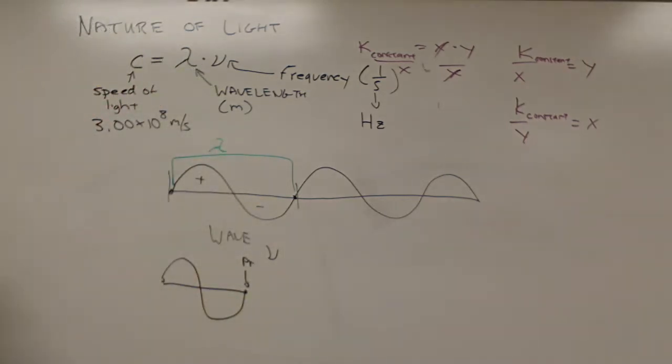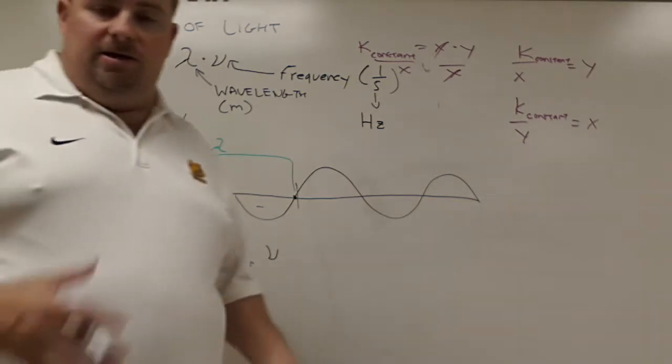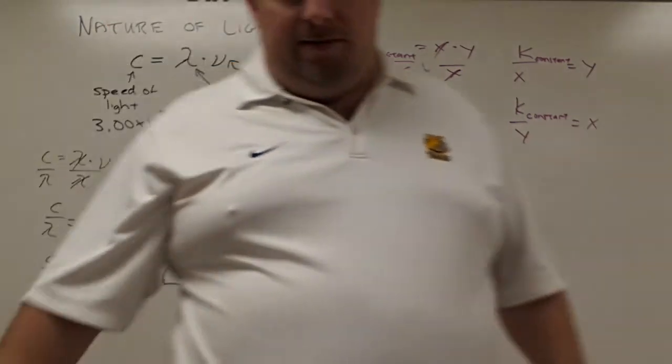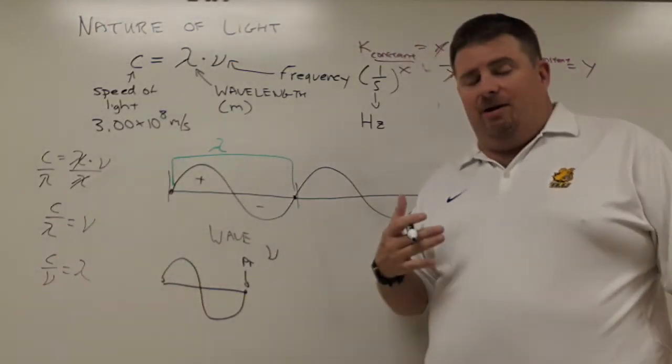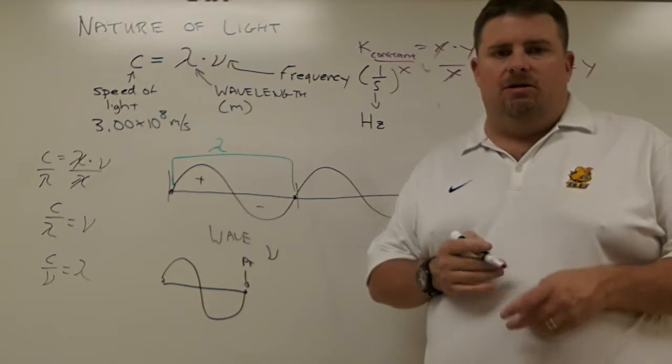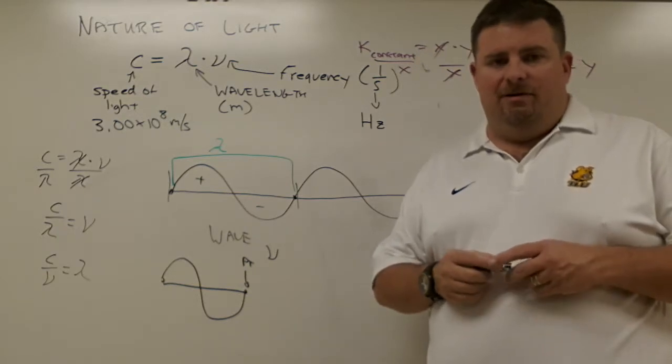So I can do the same thing over here. c is equal to wavelength times frequency. If I divide both sides by wavelength, I get c over wavelength is going to be equal to frequency. Flip side of this is I can also have c over frequency is going to be equal to wavelength. All right, you see how I did this? This is important. These types of things are important because you're going to have to figure out how to manipulate these equations in order to get the terms that you need to solve a problem.